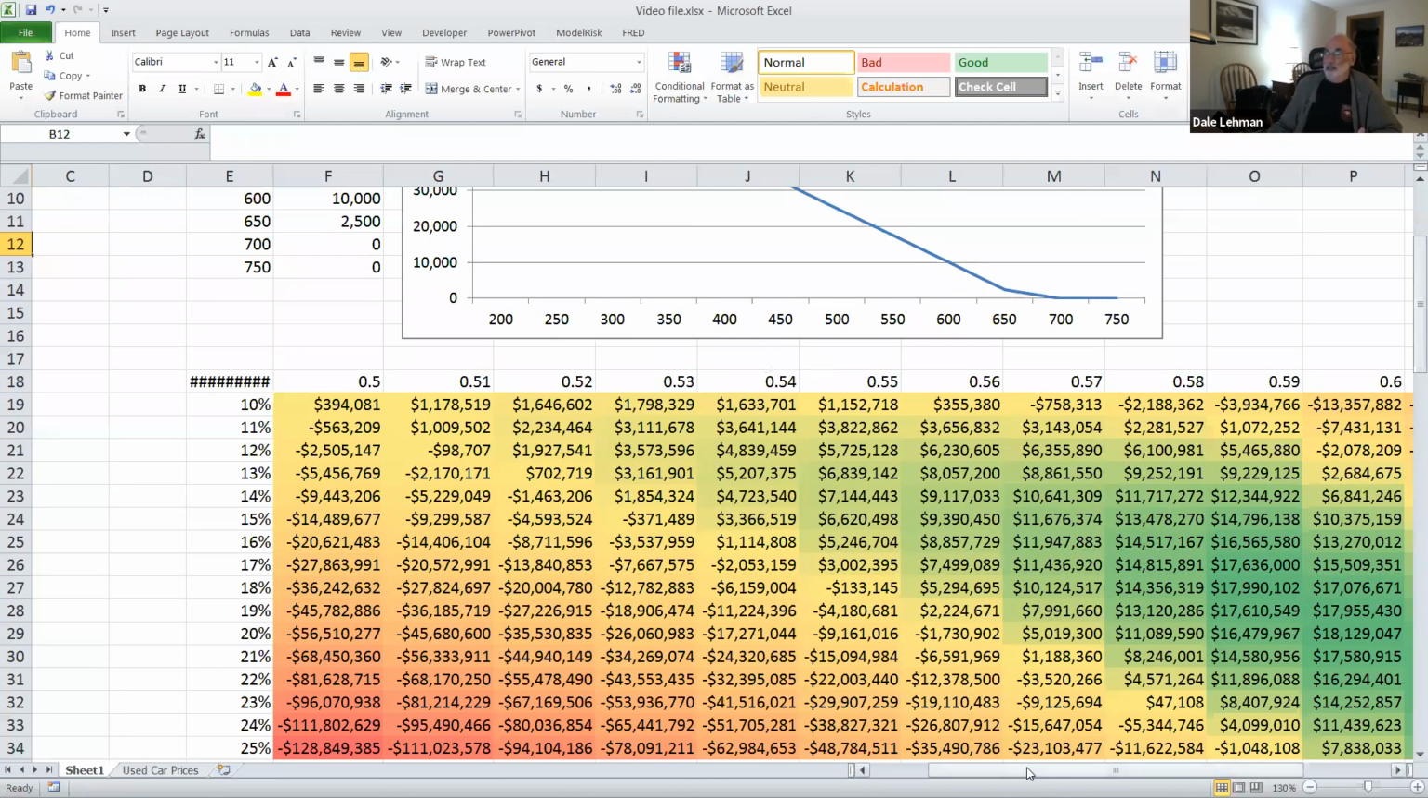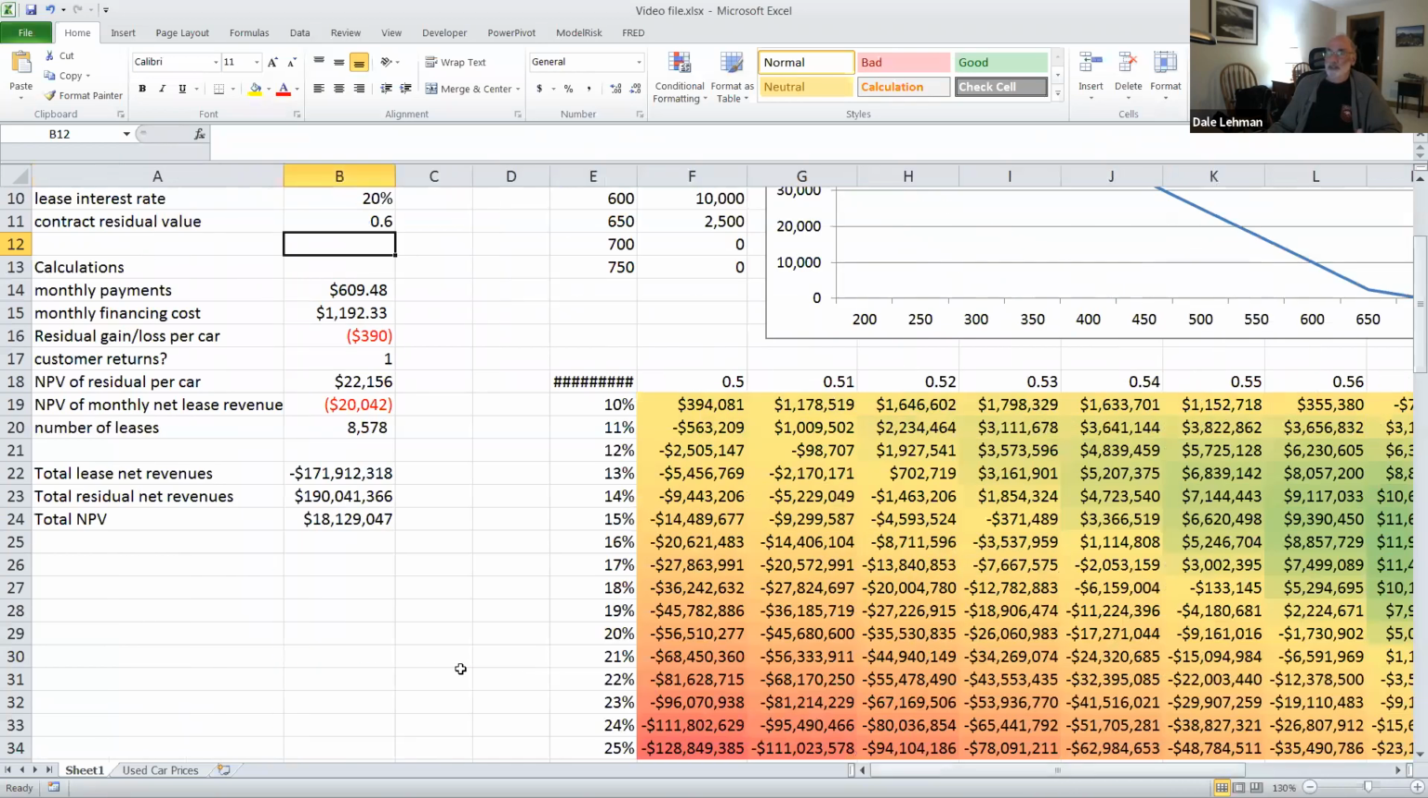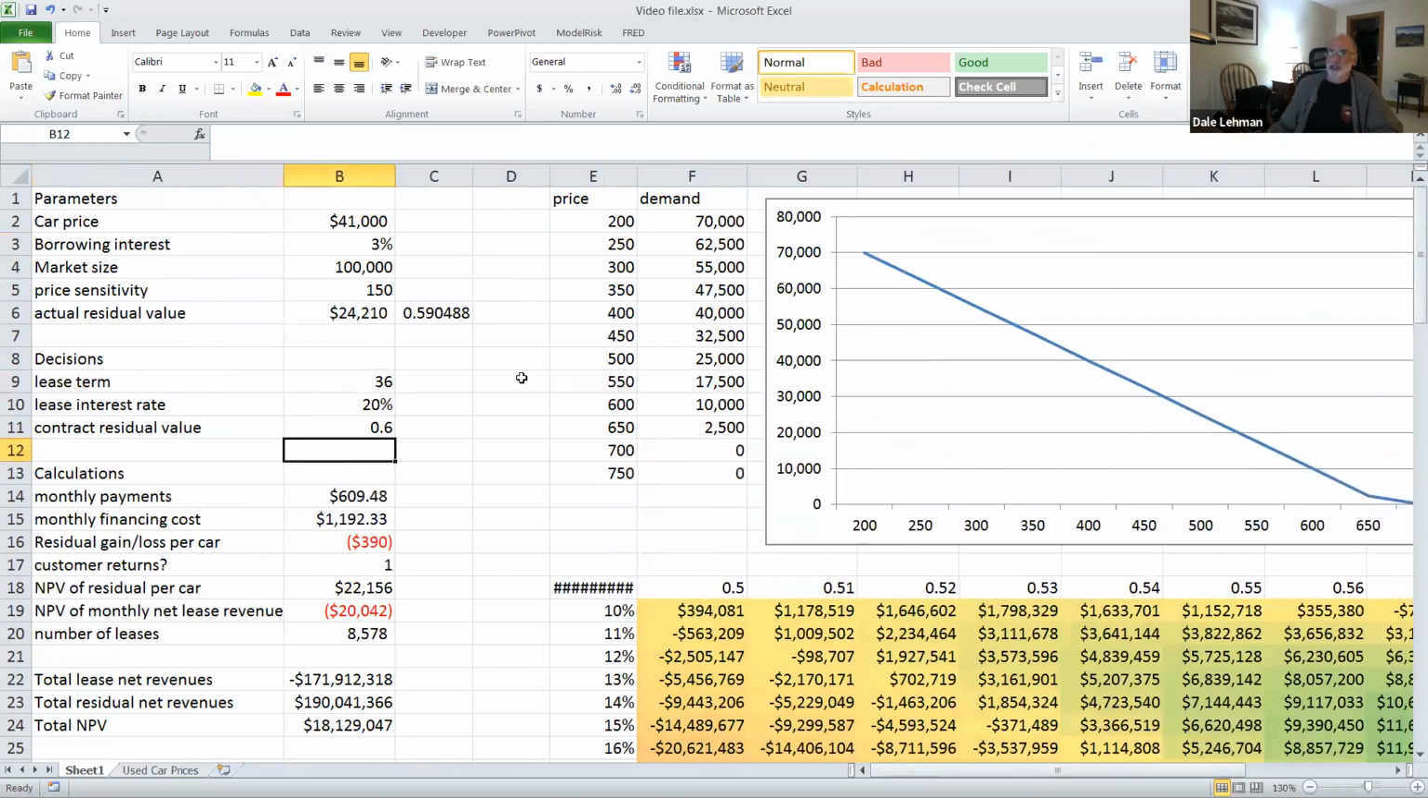So there is a basic model of the leasing business. The next step, which will be in the next video, is to try to take into account the fact that we have a great deal of uncertainty about this number, the actual residual value, and this number. These two are far from known, and we really need to examine what happens when they're uncertain.